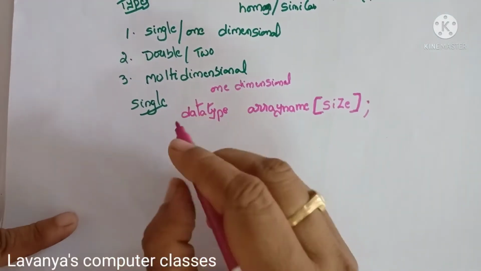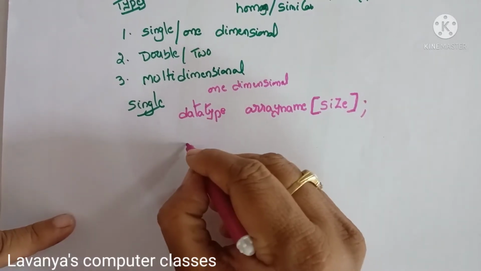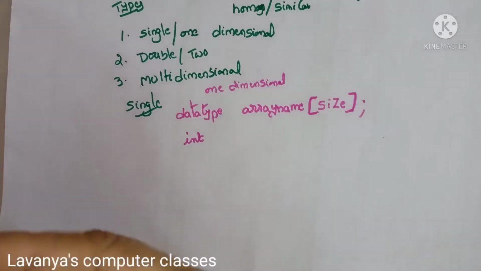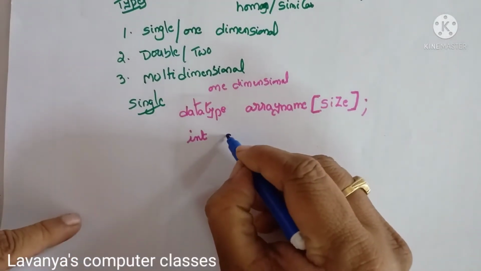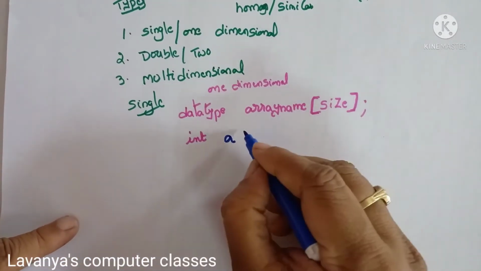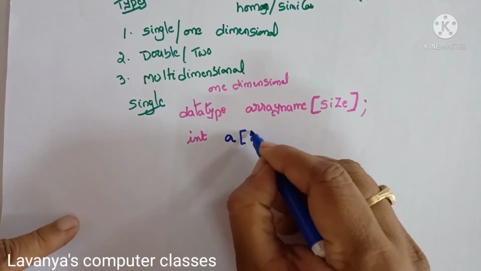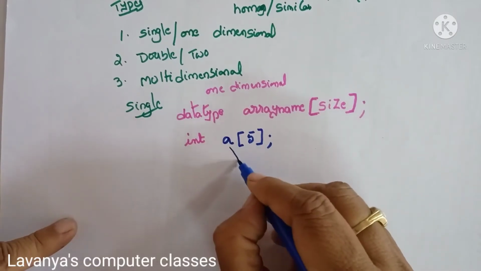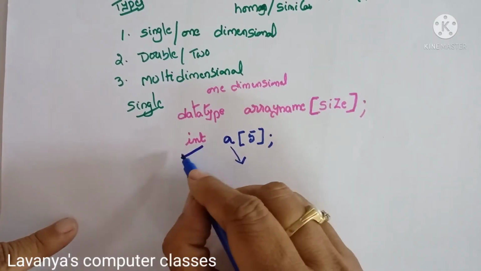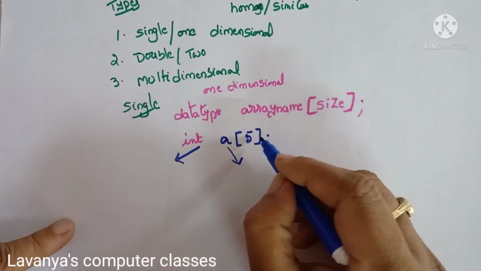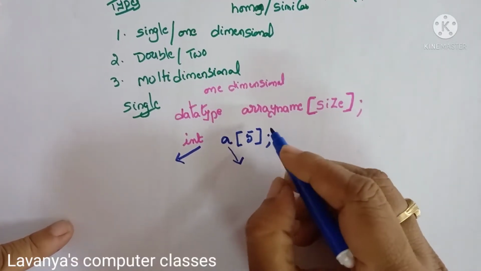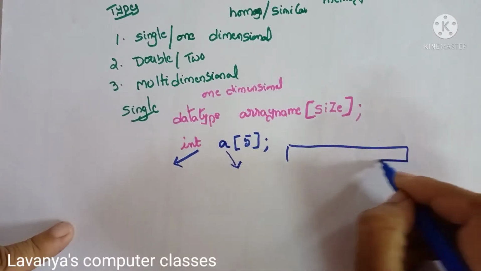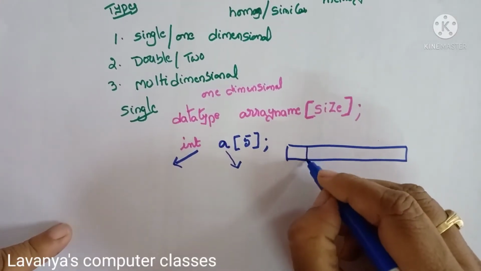For example, I want to keep 5 elements, all belonging to the same data type like integer. So the data type is integer. The name of the array is A, and how many elements do I want to store? 5. So in the size I specify 5: int A[5]. A is the name of the array, int is the data type, and 5 is the size of the array. That is called the subscript, a single subscript. That's why it is called a one dimensional array.